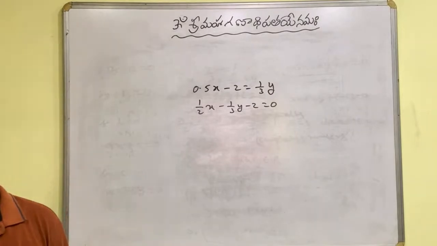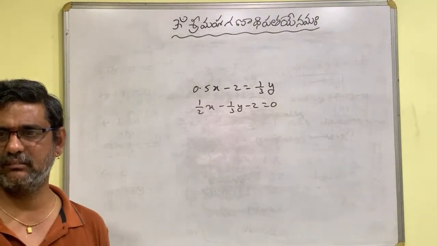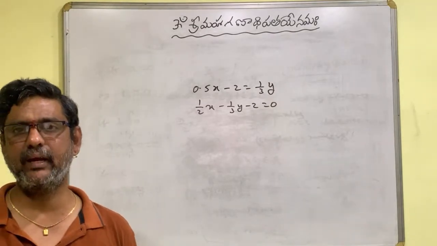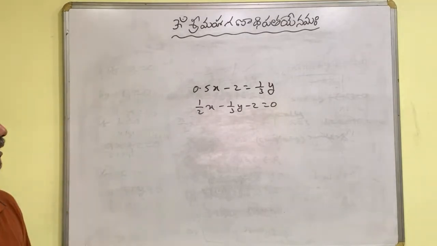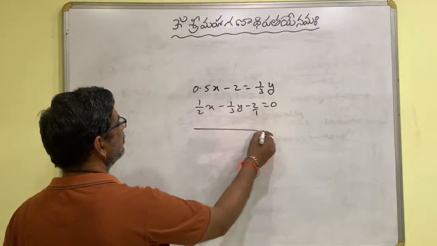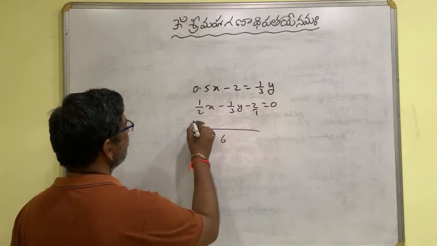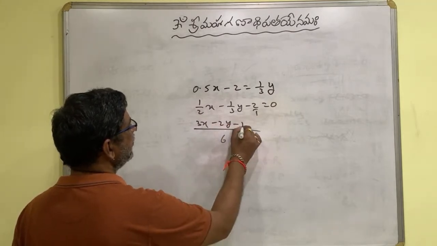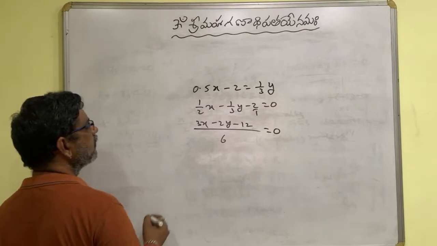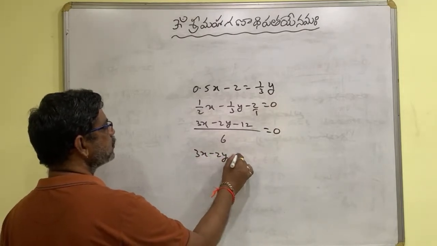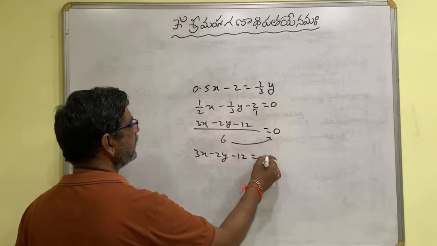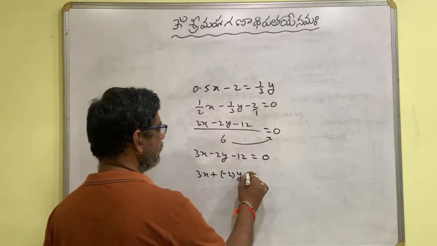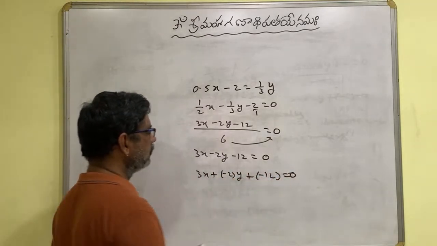0.5 you can write as 1 by 2. Now take the LCM. 6 is the LCM. So 3x minus 2y minus 12 is equal to 0 into 6, which is 0. So 3x plus negative 2 times y plus negative 12 is equal to 0.